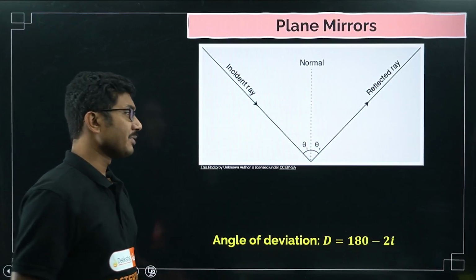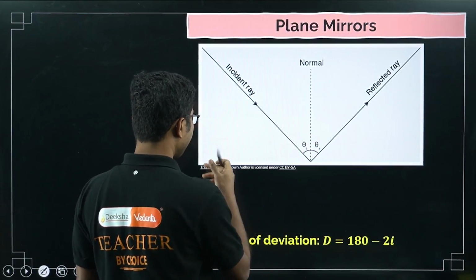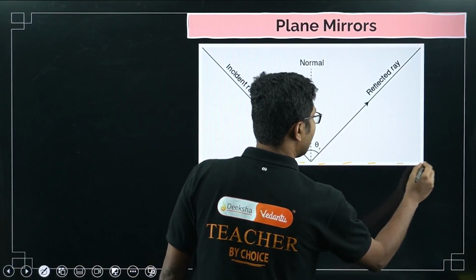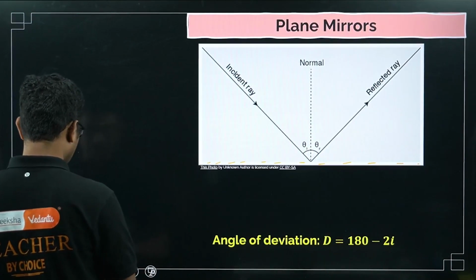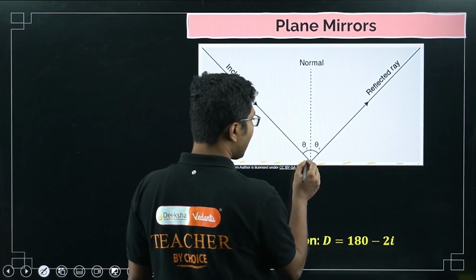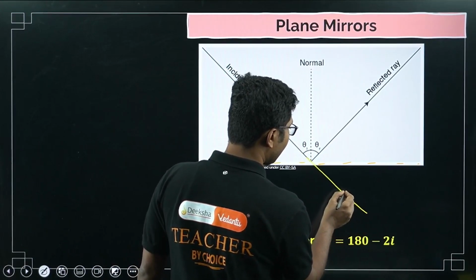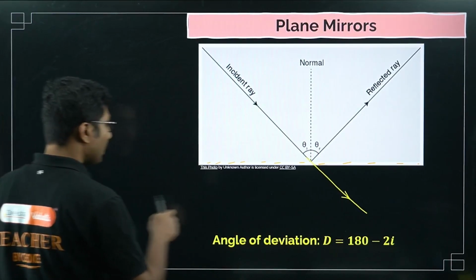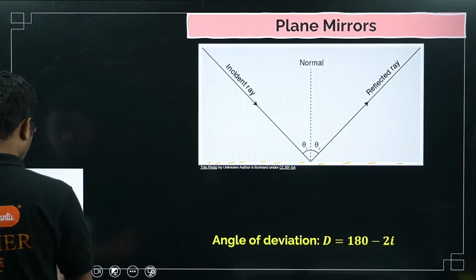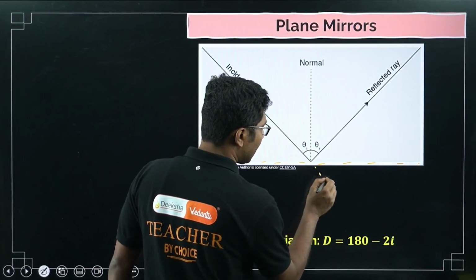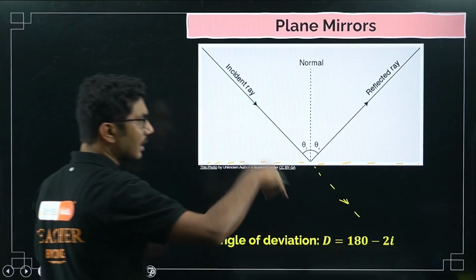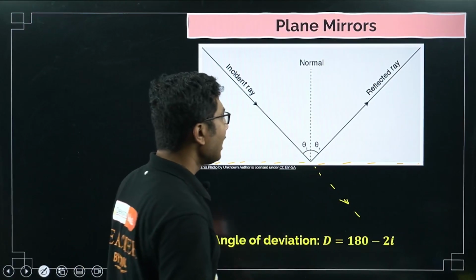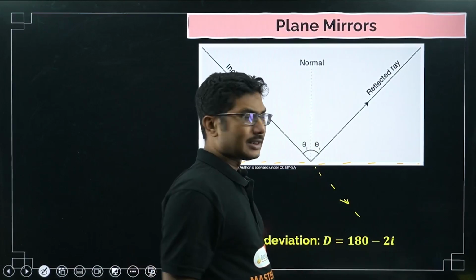So angle of deviation means there is a mirror, right? Here a mirror is located. But instead, if there was no mirror, then what would happen? If there was no mirror, then this light would have traveled in a constant straight line, right? If you remove the mirror, it will continue to travel in this direction. But because you have placed the mirror, the ray is rotated by some angle, right?